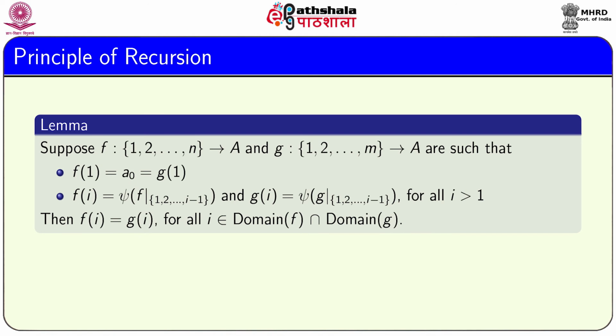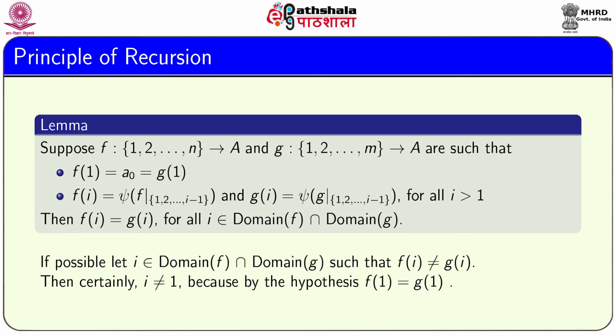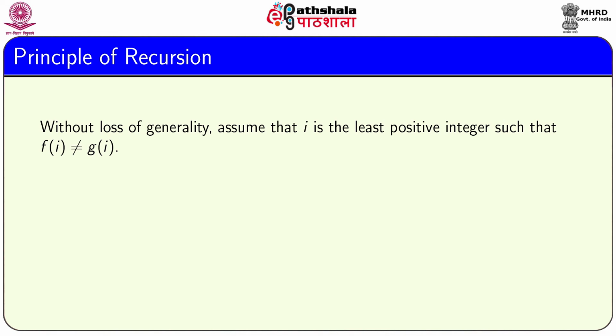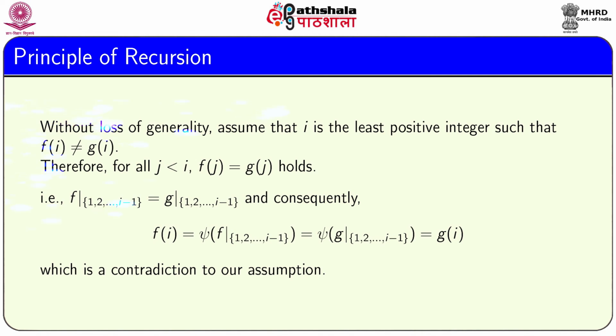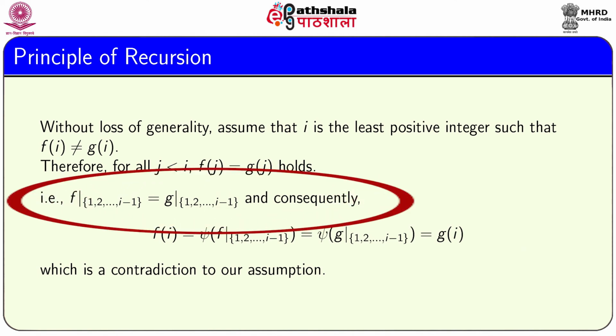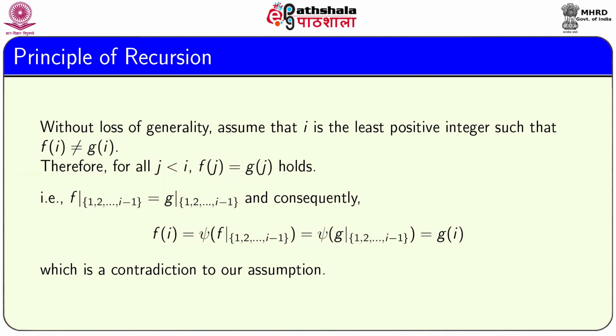Then the result says that f(i) is equal to g(i) for all i belonging to the intersection of the domain of f and the domain of g. If possible, let there be some i in the intersection of the domains of f and g such that f(i) is not equal to g(i). Then certainly i is not equal to 1, because by the hypothesis f(1) is equal to g(1). Without loss of generality, assume that i is the least positive integer such that f(i) is not equal to g(i). Therefore, for all j less than i, f(j) is equal to g(j) holds. That is, f restricted to {1, ..., i minus 1} is equal to g restricted to {1, ..., i minus 1}, and consequently f(i) is equal to g(i), which is a contradiction to our assumption.